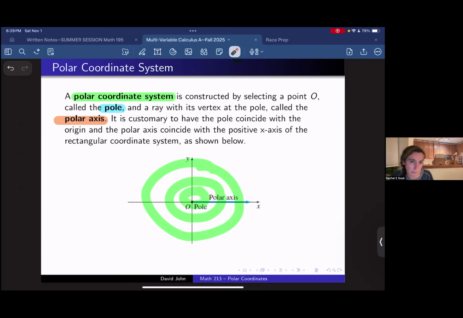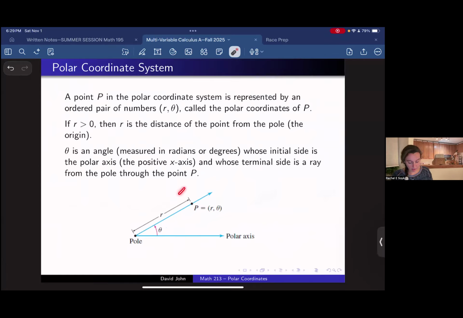once again stemming from that pole. It's customary to have the pole coincide with the origin and the polar axis to coincide with the positive x-axis of the rectangular coordinate system. Okay, so let's keep going.